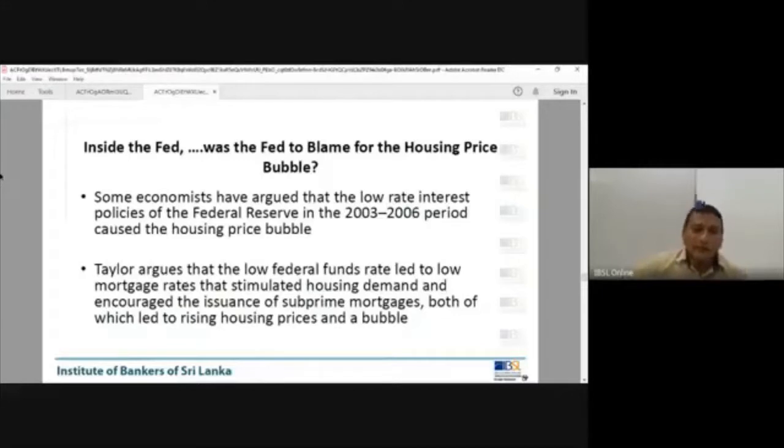Because of low interest rates, everybody was accessing some relaxation of evaluation of loan applications. So they were not necessarily stringent as under normal circumstances; they relaxed the application evaluation, which led to a continuous increase in housing prices and contributed to a bubble. So that was the argument people were trying to put forward about the policy environment prevailing in the US during this period.